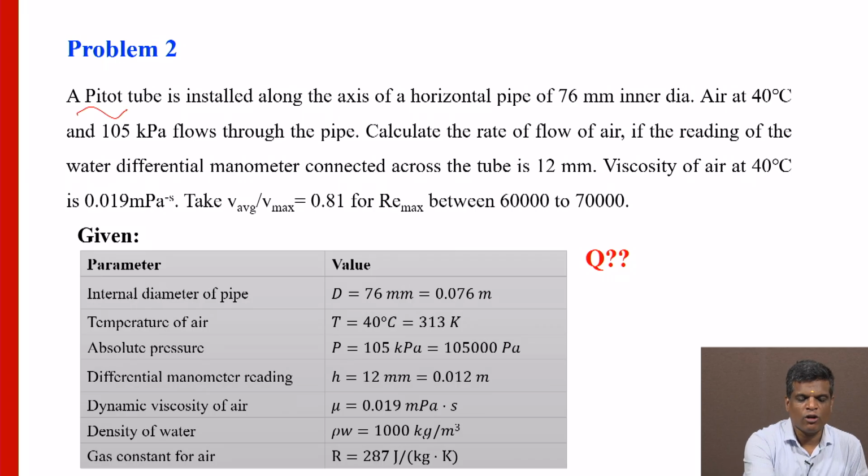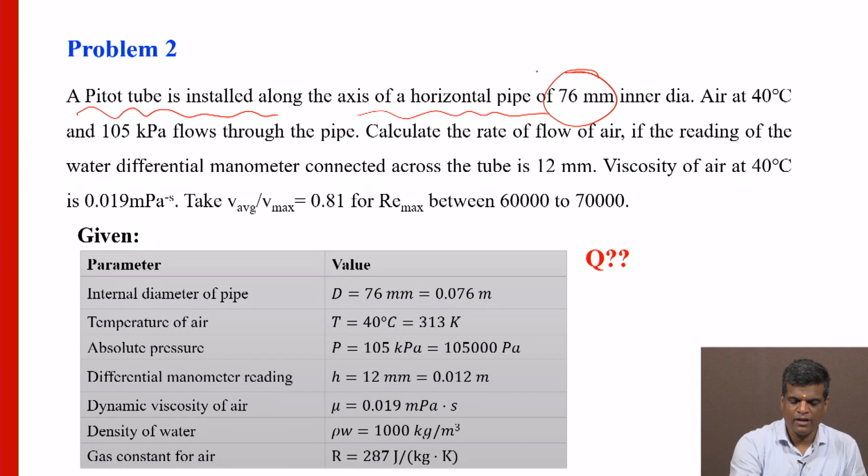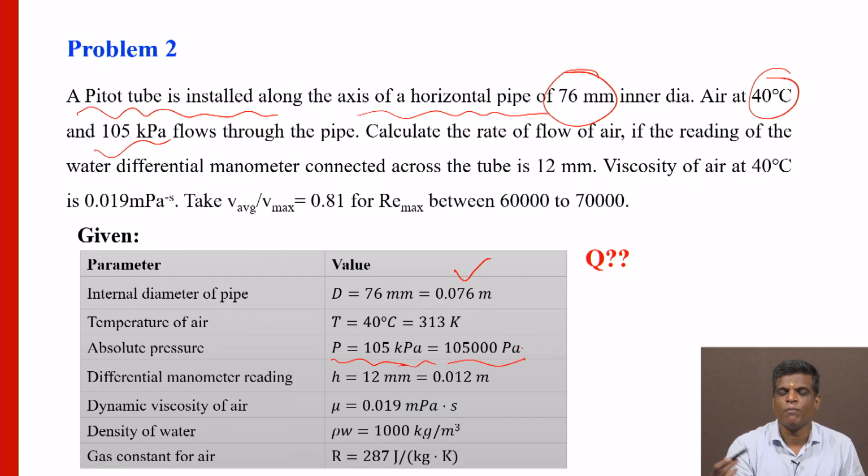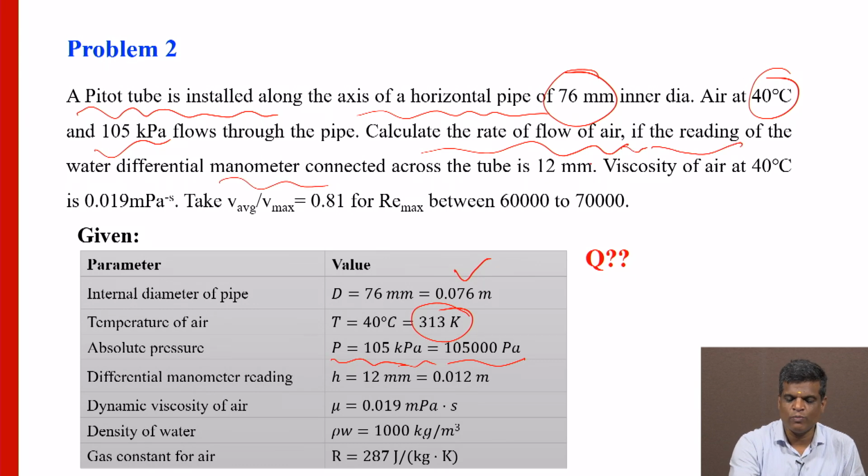The second problem says a pitot tube is installed along the axis of a horizontal pipe of 76 millimeter inner diameter. The temperature is 40 degrees, and the pressure is an absolute pressure of 10 kilopascal, which we convert to Pascal. The temperature of the air is also converted to Kelvin. We are asked to calculate the rate of flow of air. The reading of the differential manometer is 12 millimeter. Then the viscosity is given here.